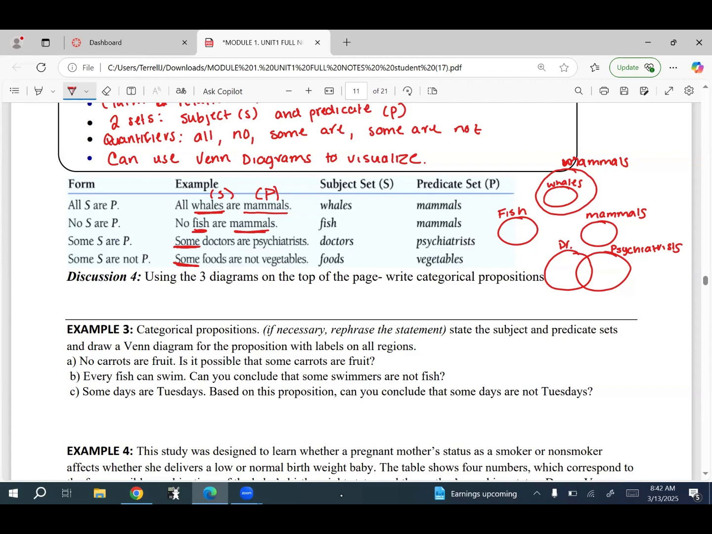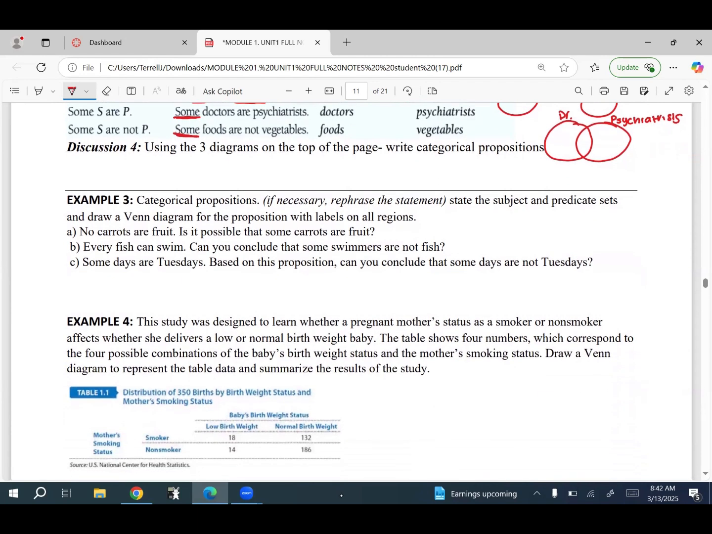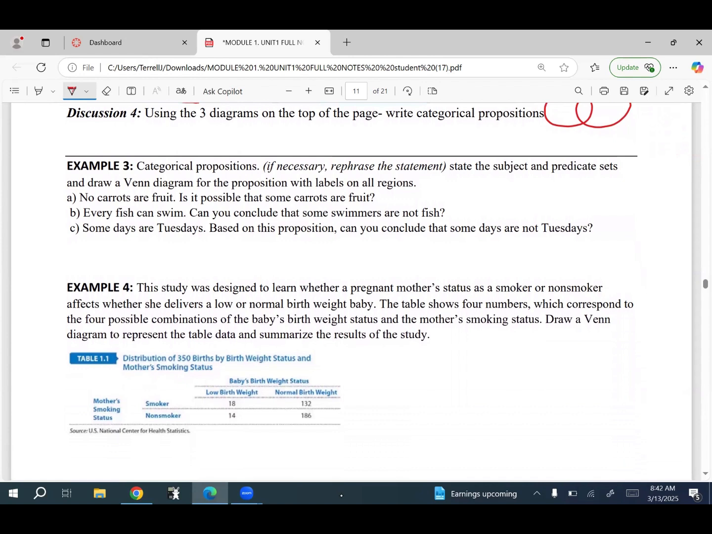So with that, let's look at example 3. And we want to draw a Venn diagram for the proposition. So it says, no carrots are fruit. And then it asks us, is it possible that some carrots are fruit? So if I wanted to signify the relationship there, I'll do this here. We have carrots, that's my subject, and fruit, that would be considered my predicate. But if I wanted to draw this as a Venn diagram, they would be disjoint.